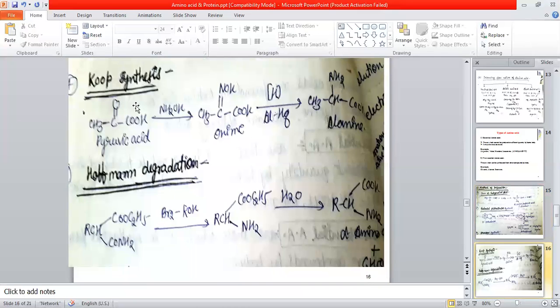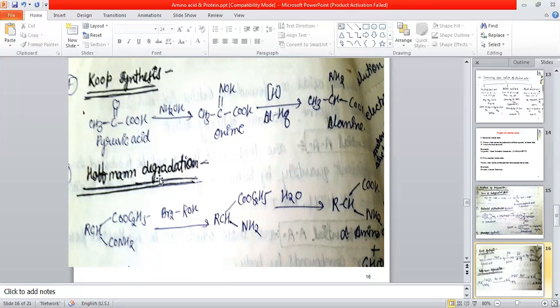Next one is Cook synthesis. The starting material is pyruvic acid. When it reacts with NH2OH, hydroxylamine, then you will get an oxime. As I told you, whenever there is addition with NH2OH, there will always be a double bond and NOH will be added. The next thing, when this is reduced, there will be removal of oxygen, and you will get this particular amino group.